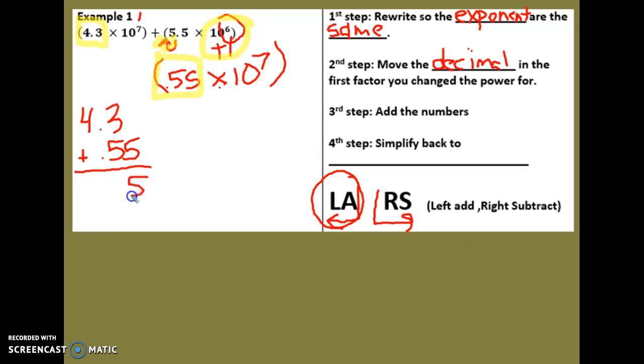So 5 plus nothing is 5. 5 plus 3 is 8. Bring the decimal down. We have a 4. So we added the numbers together. That was Step 3. And then the last thing is to simplify and make sure that your answer is written back into scientific notation.